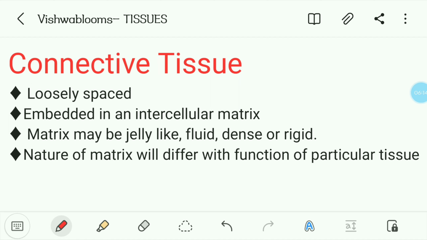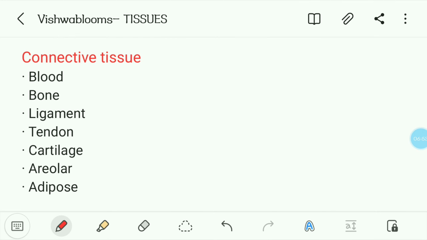Matrix means that it can be in any form, like jelly-like, or fluid, in the sense of liquid or gas, or dense, which is very thick, and rigid, which is not so thick, right? The nature of the matrix will differ with the function of the particular tissue. So that's the thing about connective tissue. Now we should discuss the types of connective tissues.